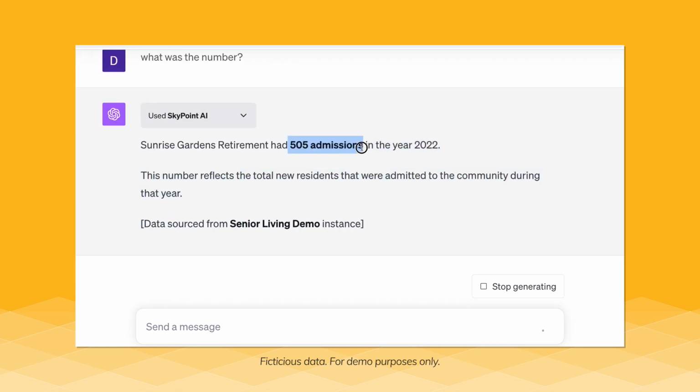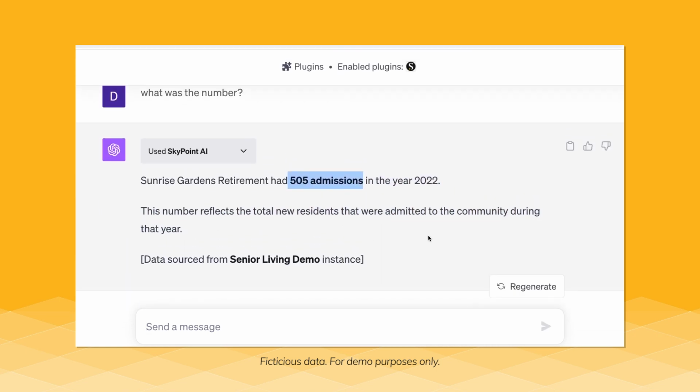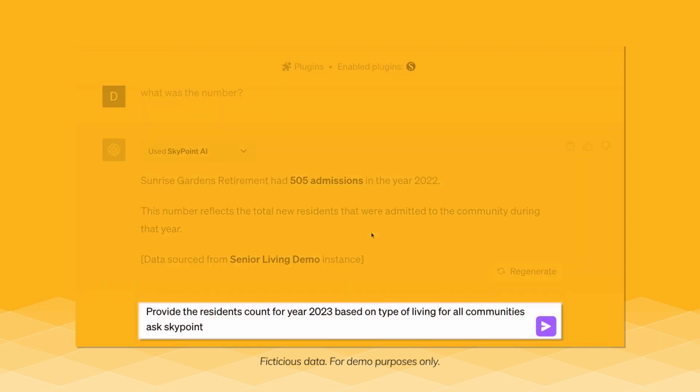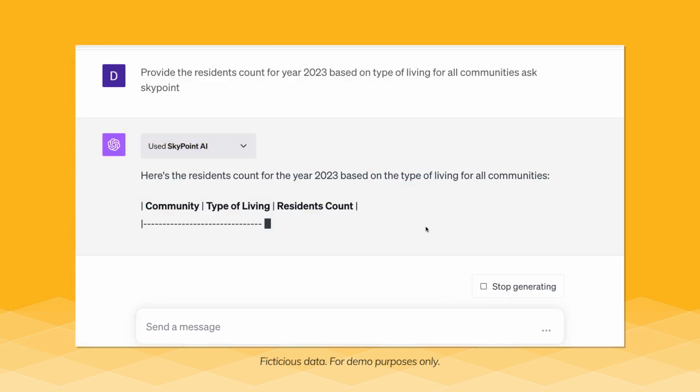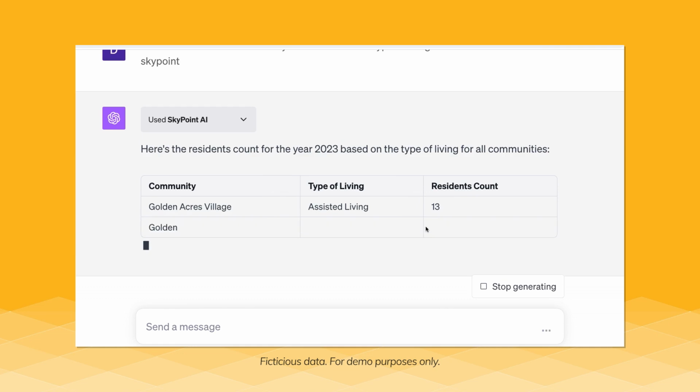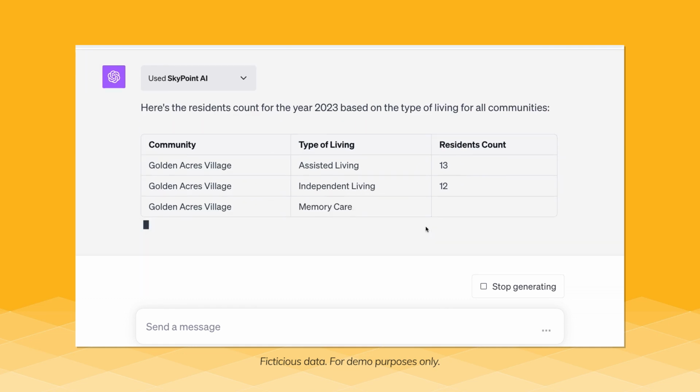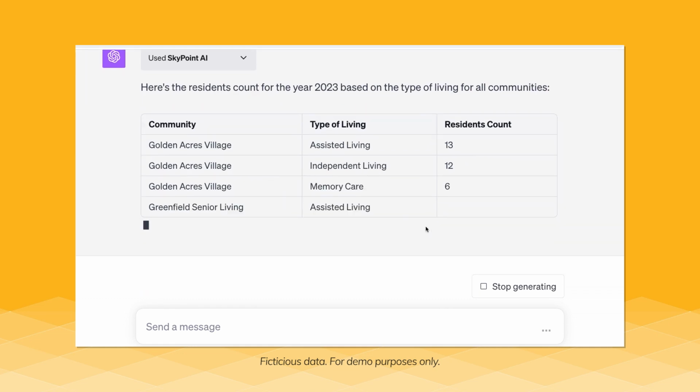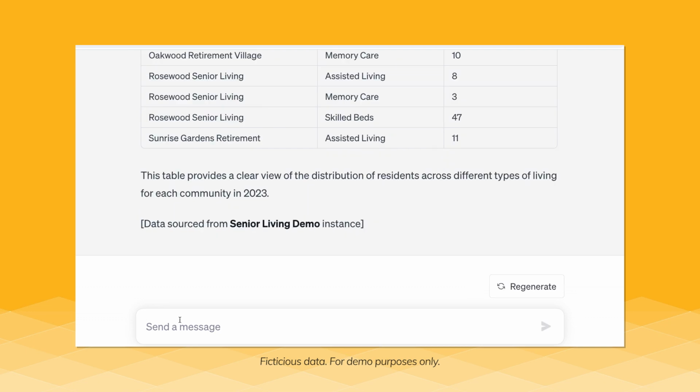So 505 admissions. So as you can see, it's a very conversational chatbot that's giving you answers without having to log in and sift through reports. I want to know, what is my current resident count based on the type of living for all communities. So now we have a chart being populated with the total resident count by community and the type of living. So that's the current resident count.